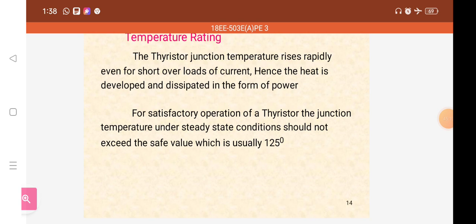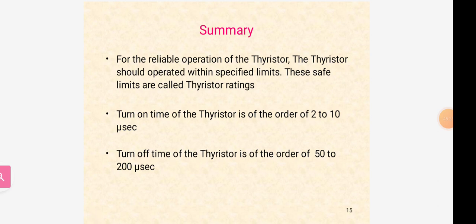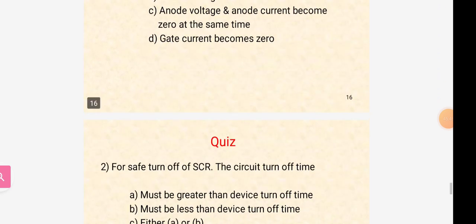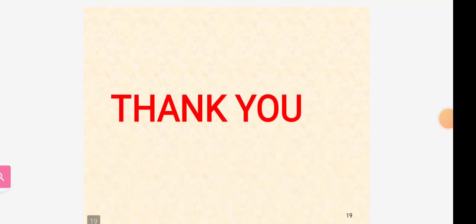So this is the discussion about the ratings of SCR, and in this we discussed the summary. For the reliable operation of thyristors, the thyristor should operate within specified limits, and these safe limits are called thyristor ratings. The turn-on time of the thyristor is of the order of 2 to 10 microseconds, and the turn-off time is of the order of 50 to 200 microseconds. And here we have a few quiz questions and frequently asked questions.